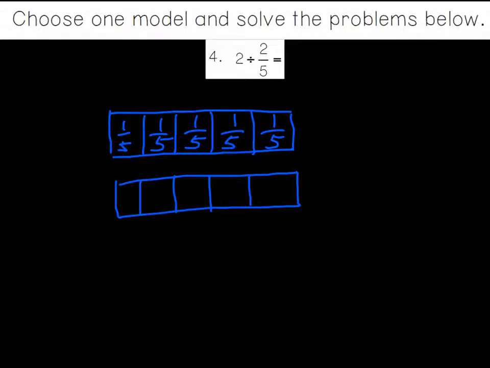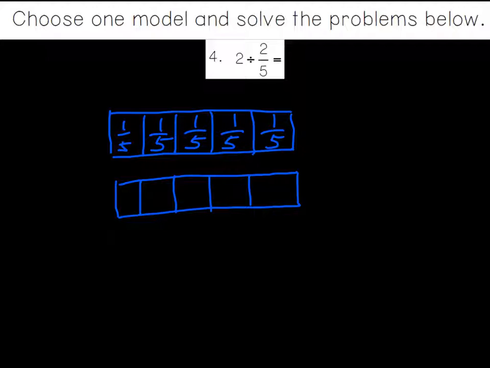And our last example is 2 divided by 2/5. We're using the bar model again. So I have my 2, 1, 2, split it up into fifths. That's my denominator, 1/5, 1/5, 1/5, 1/5, 1/5. The same for these here. We're going to put them in groups of 2.